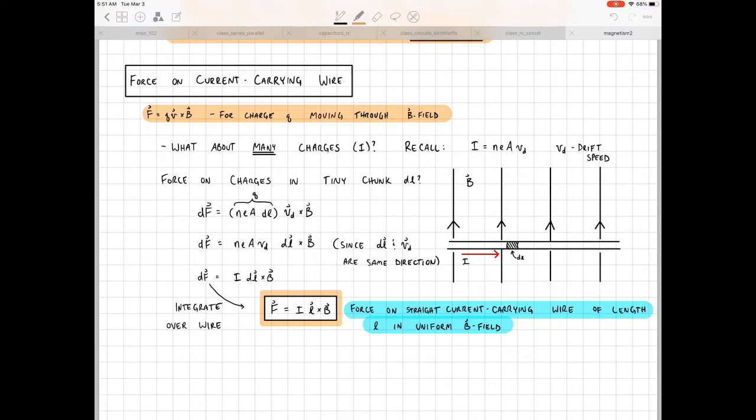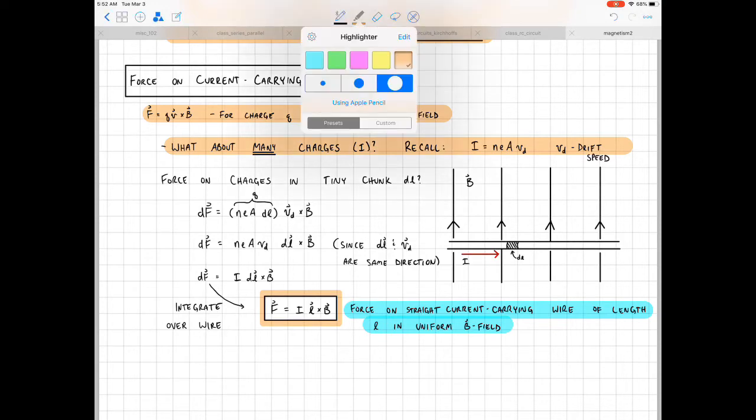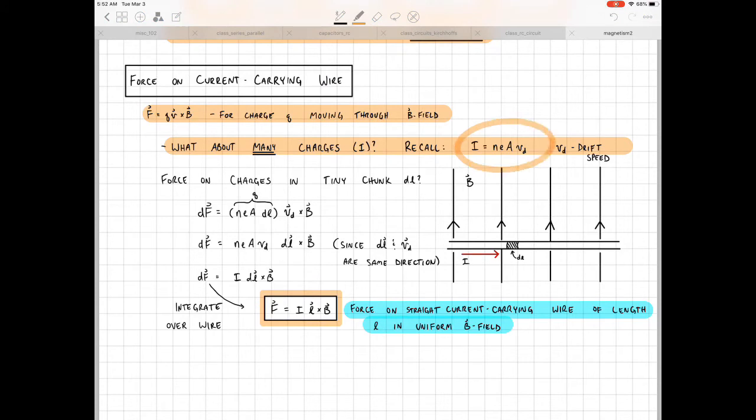So first off, from the last video, if we've got a charge Q moving through a B field, the force on that charge is QV cross B. And I think the most obvious question now that we're moving to a current carrying wire is, what about if we've got a lot of charges, or a continuous stream of charges, the idea of a current? So recall that the current is defined through this expression, where N is the number of charge carriers, or the charge carrier density, E is the charge itself, A is the cross-sectional area, and V is the drift speed or the drift velocity.